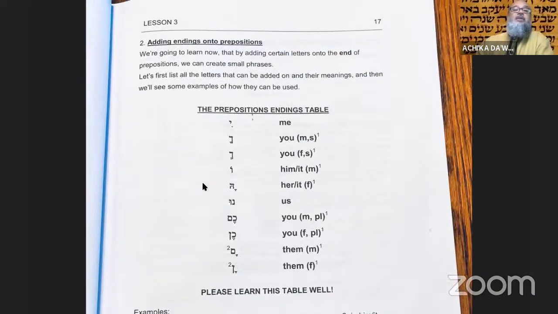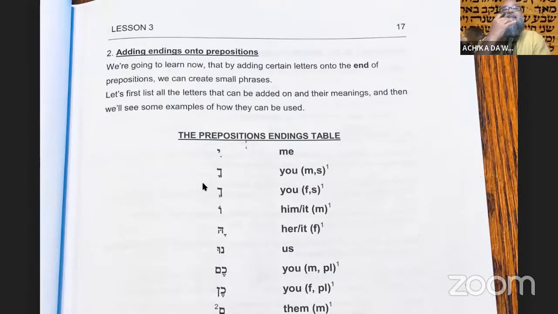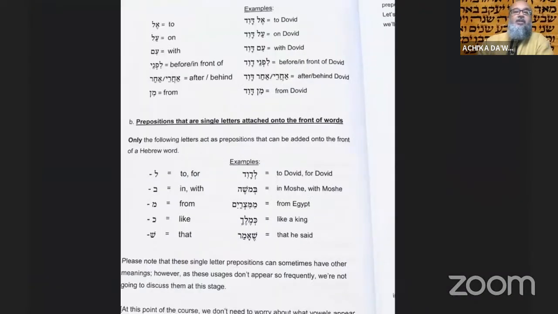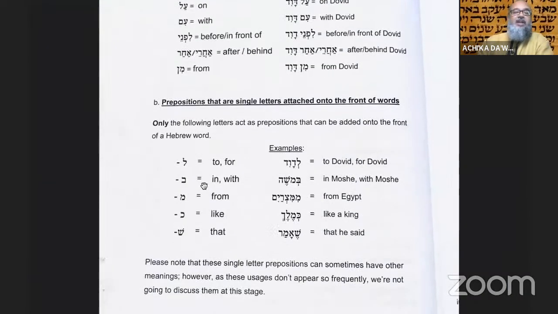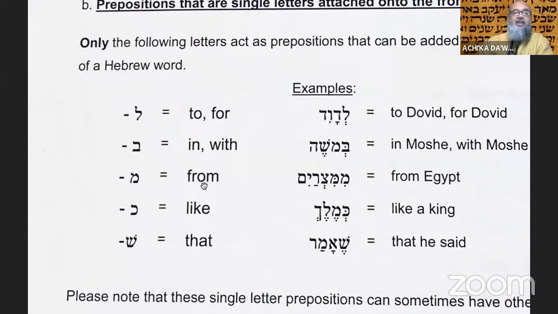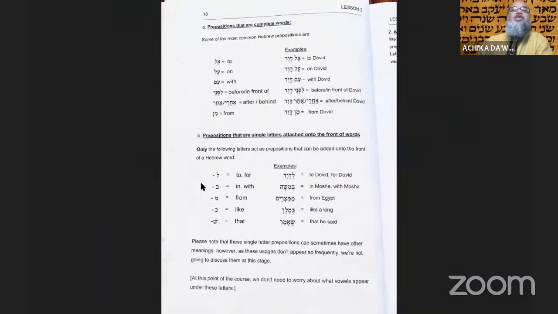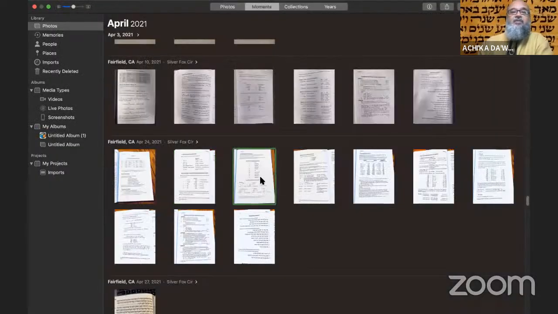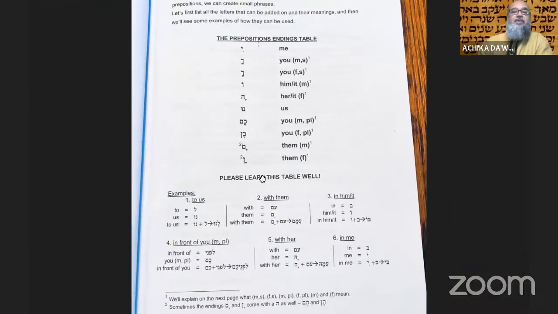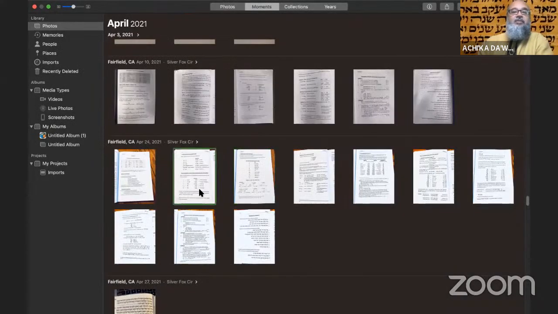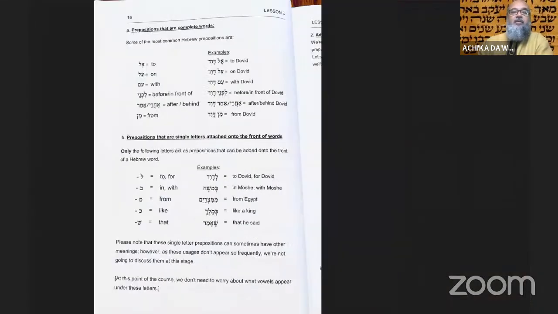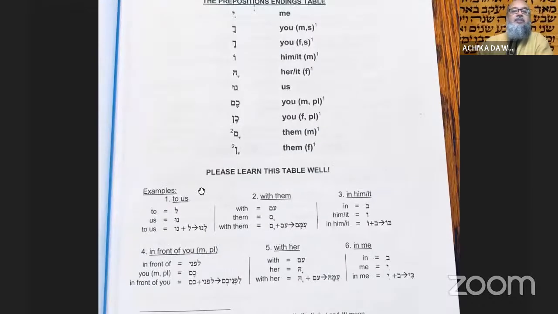All right. So now in this lesson, since we figured out that they come in words and they come in individual letters, we're talking about what you can do with them: adding endings onto the prepositions. With the letters that you and I have learned, the lamed, the bet, the mem, the kaf, and the shin, you can actually add letters to those, and it will create a word for you.